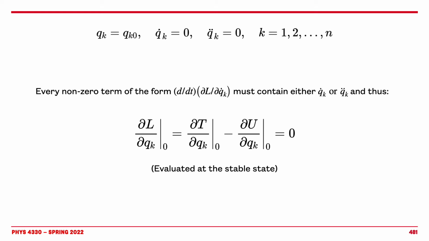That's a very important result, maybe a very straightforward result, but it's a result that we are going to use, which means that the derivative of the kinetic energy with respect to the generalized coordinates at equilibrium 0 is also equal to dU over dqk. Good.